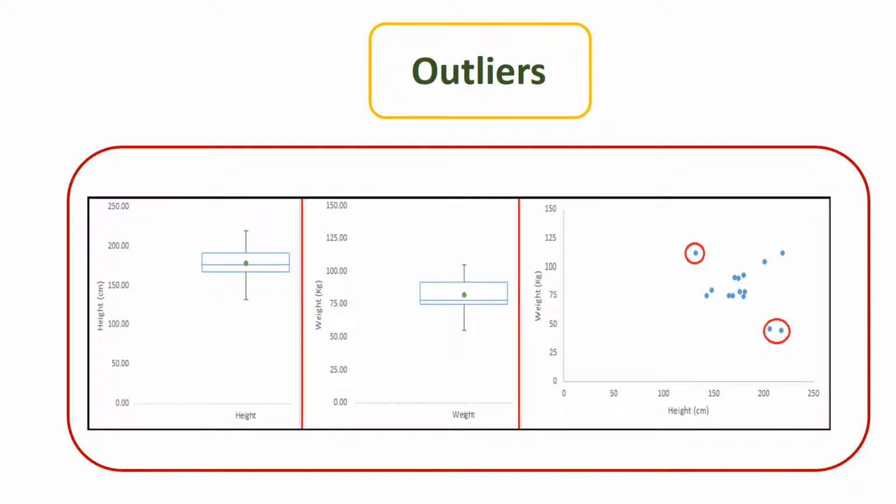Here we can see that in the height we don't have any outliers, and in the weight we don't have any outliers also. However, when we consider these two together in the scatter plot, in the third plot, we found three outliers. One is on the upper side and two are on the lower side of the observed points. So we have to use proper methods to handle the outliers.